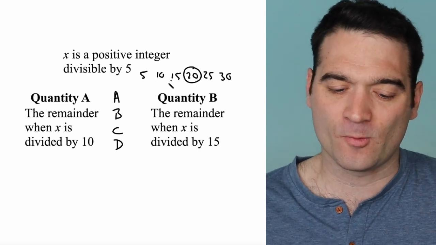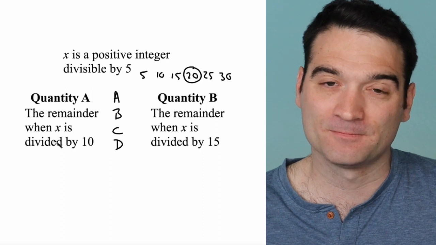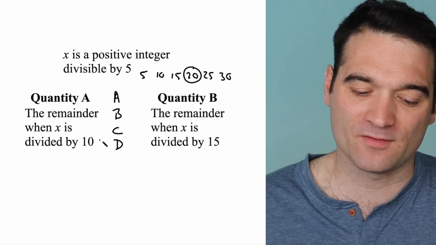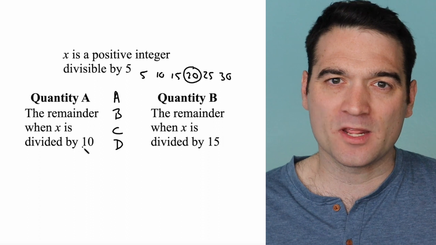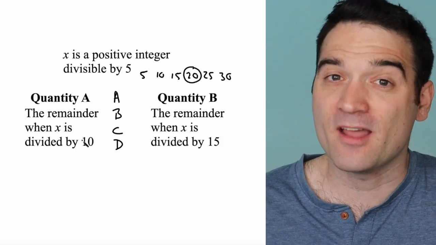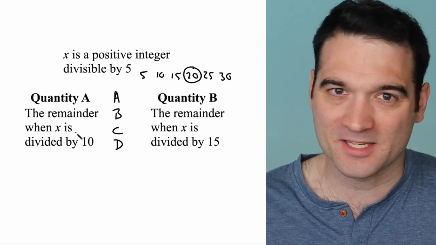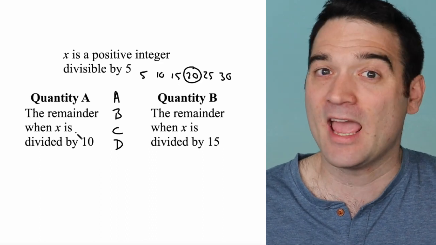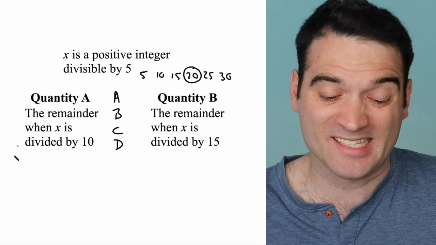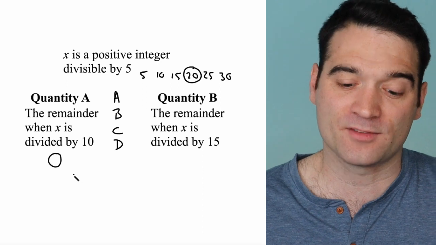What is the remainder when 20 is divided by 10? How much is left over when 20 is divided by 10? Well, 10 goes into 20 two full times with nothing left over. If I have 20 cards and 10 people and I deal it out evenly, everyone's going to get 2 cards. There's going to be 0 remainder, 0 cards left over.